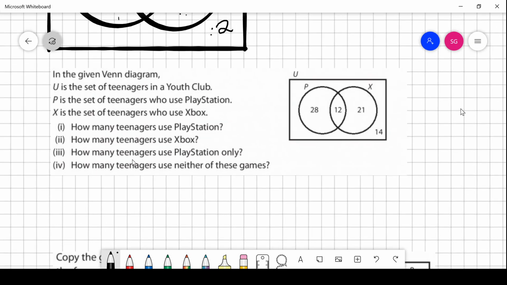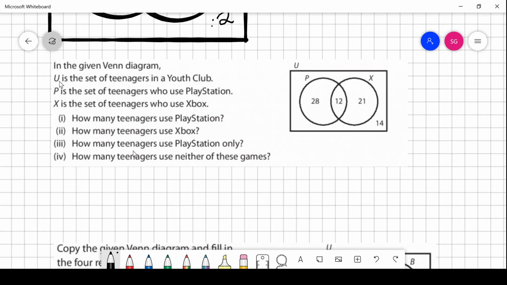So, in the given Venn diagram, U is the set of teenagers in a youth club. P is the set of teenagers who use PlayStation.